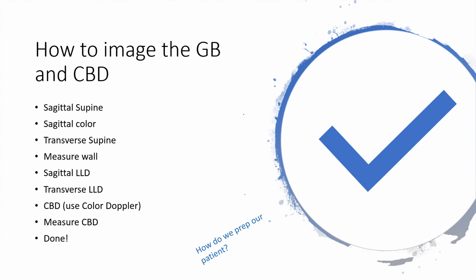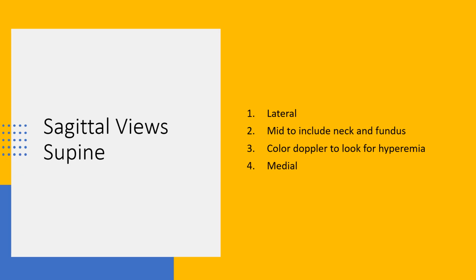Now you might be asking, how do we prep our patient? The answer is NPO for 6 to 8 hours. All right, those sagittal views in supine. We want to sweep through the gallbladder, lateral to medial. Remember, the gallbladder has a variable lie. So when we say sagittal, we want to be along the length of the organ, the long axis of the gallbladder. We want a picture sorted to the lateral.